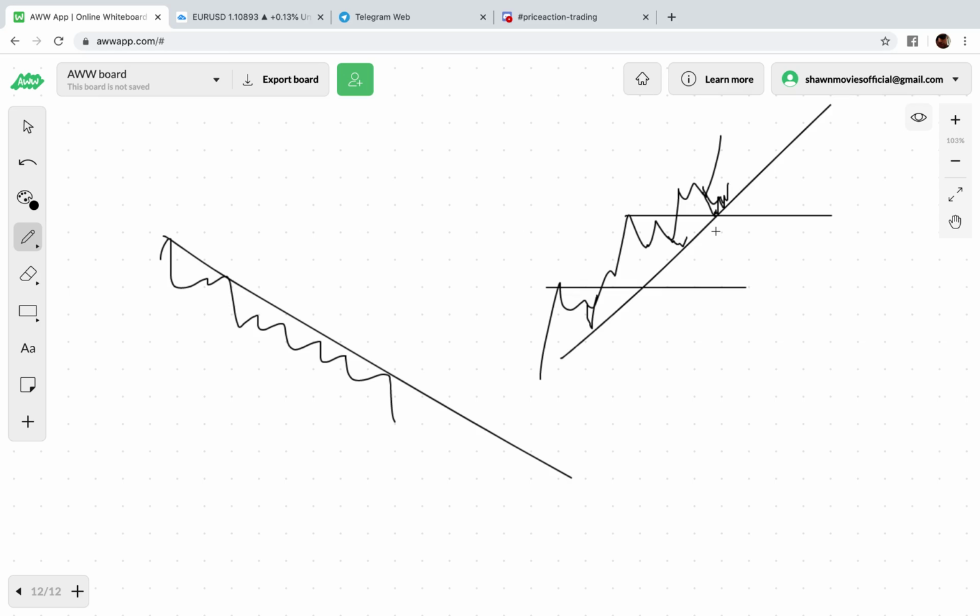But right now I've just introduced you to what highs are, what lows are, higher highs, higher lows, lower highs, lower lows, and then what characterizes trends, which is a series of higher highs and higher lows for an uptrend, and lower lows and lower highs within a downtrend.